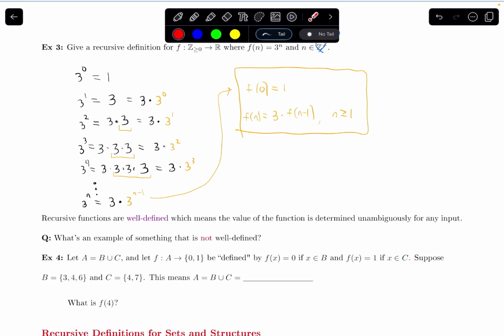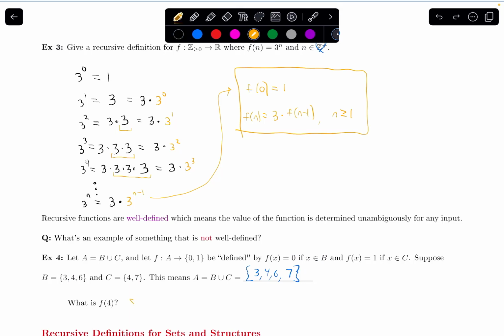And suppose that B contains 3, 4, and 6, and C contains 4 and 7. Well, that means A, which is B union C, consists of all of those elements put together. So 3, 4, 6, and 7. Well, then suppose I ask the question, what is f of 4? So what happens if I plug 4 into this function? Well, the problem is that 4 is in both the B and the C. So it seems like the output should be 0 as well as 1. So what's f of 4?